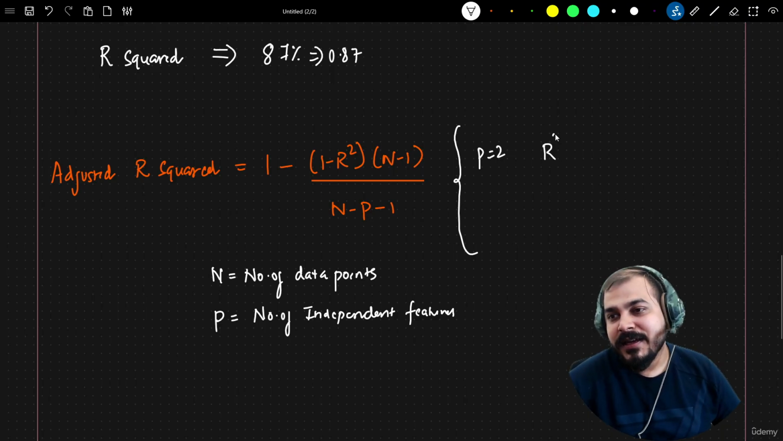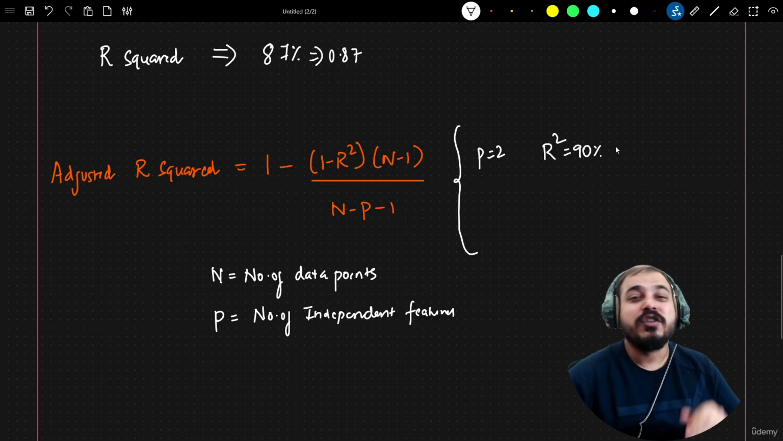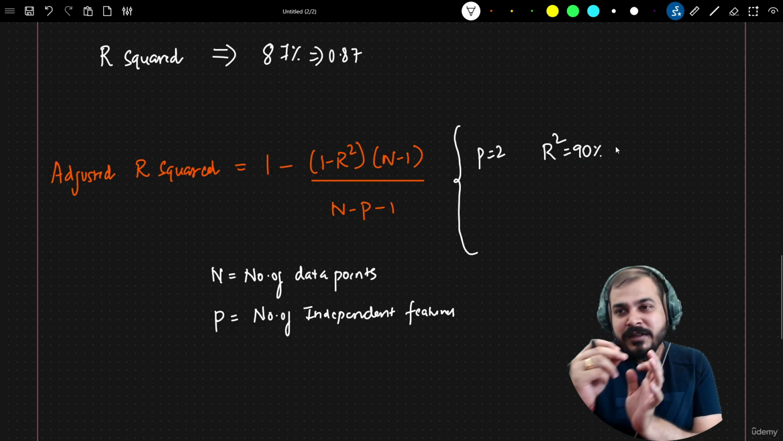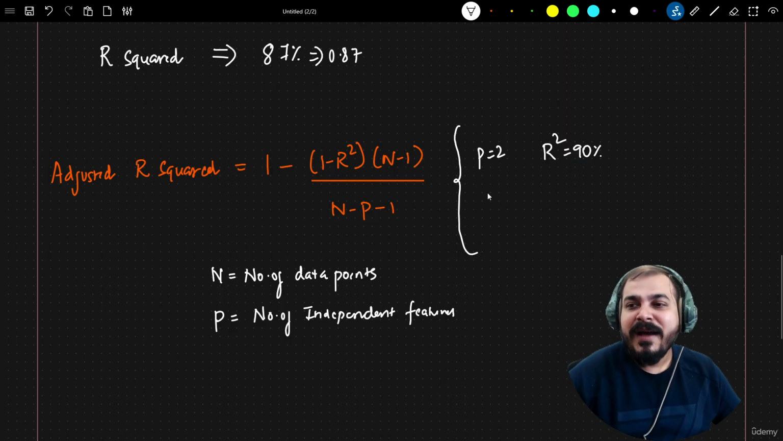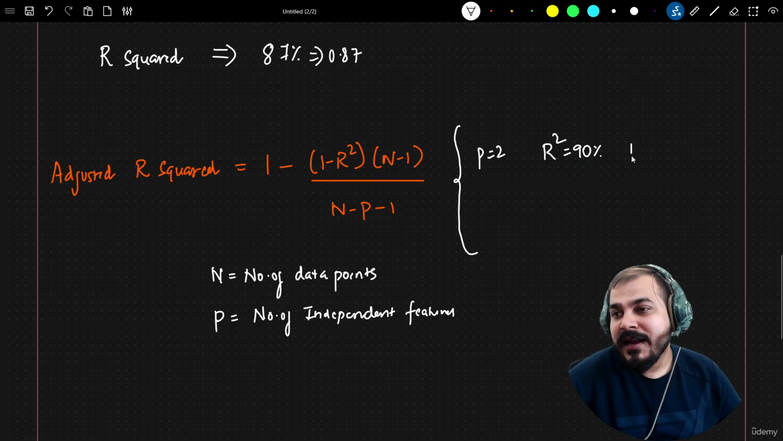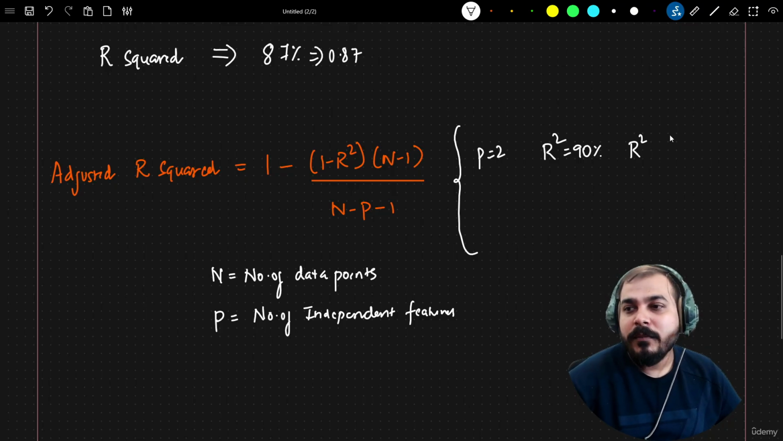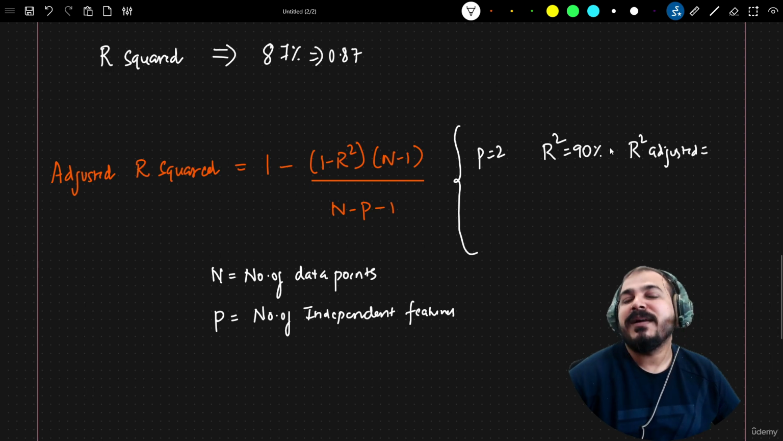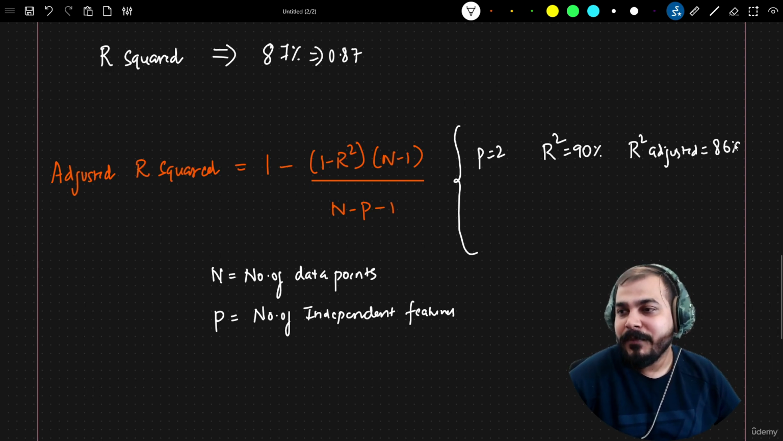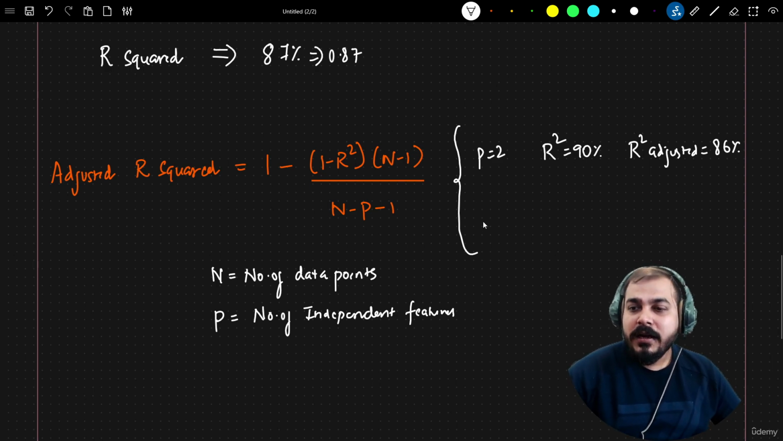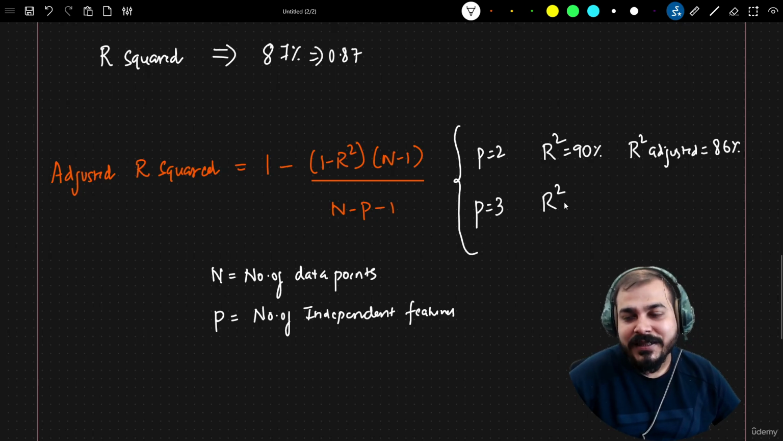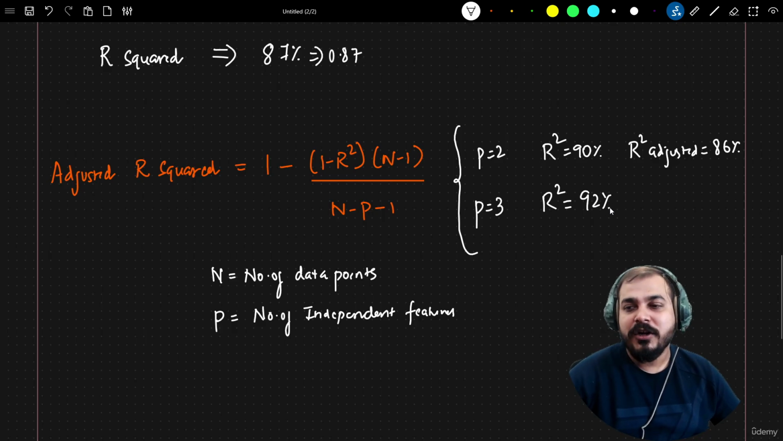In this case, let's say my R square is 90%. I'm just giving you a hypothetical scenario, right? If my R square value is 90, then if I apply the same formula for the adjusted R square, you'll see that I will get a value less than this R square value. So here, let's say I'm getting 86%. Now, as soon as I increase the p value, we have seen that the R square value will increase. Let's say the R square value becomes 92%.